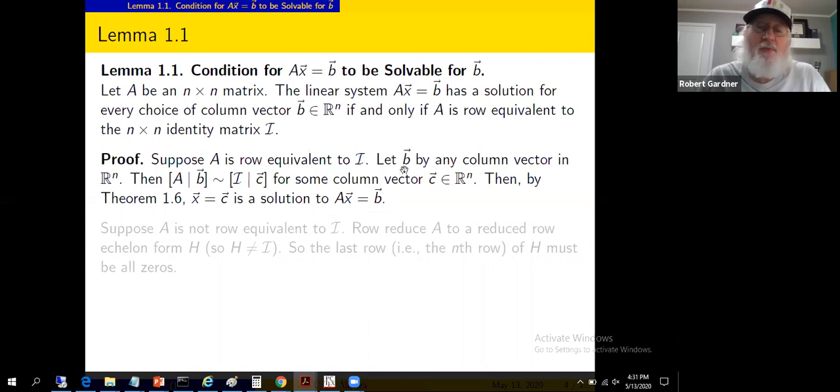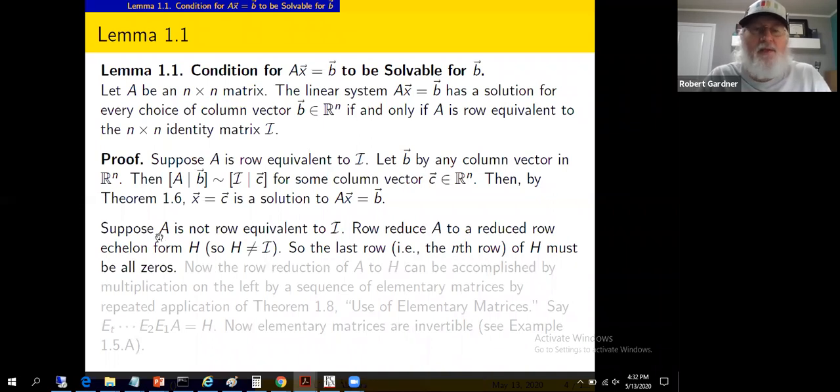Regardless of what vector B was, we get a solution. In fact, we get a unique solution out of this. Uniqueness wasn't really mentioned up here. It's hidden in some of the logic, but they didn't say anything explicitly about unique solutions. So row equivalent to the identity implies solutions exist for all vectors B. Unique solutions.